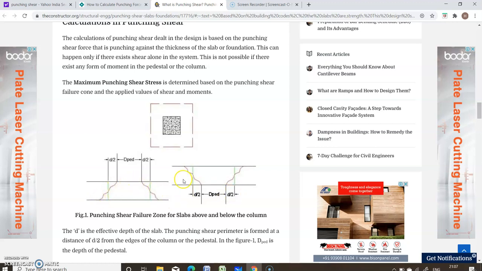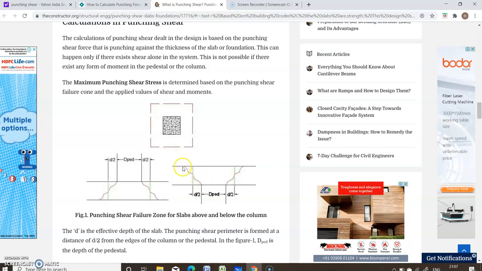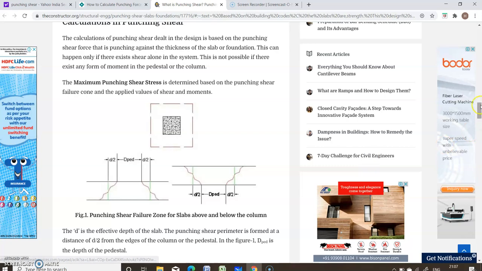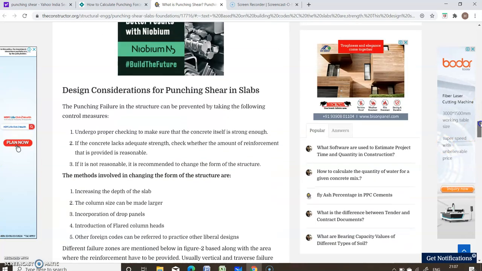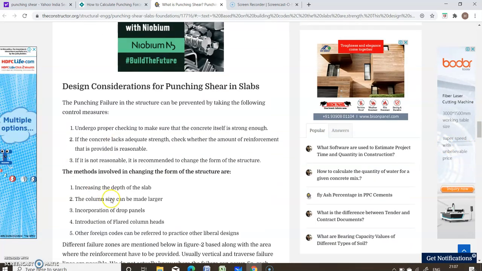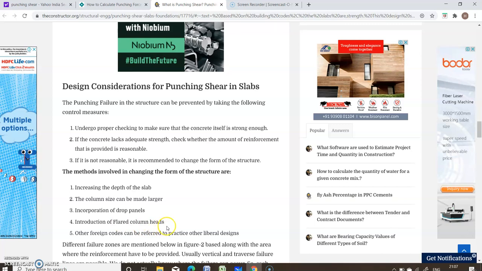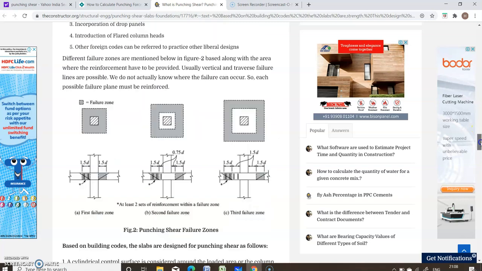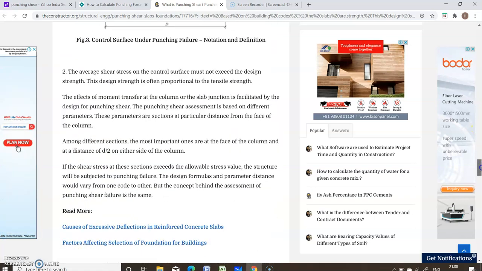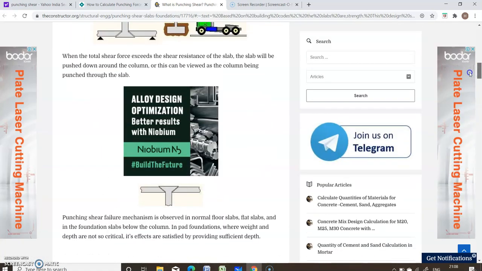So we can prevent this failure by providing column heads, and also increasing the depth of the slab. Increasing the depth of the slab, increasing the column size, incorporation of drop panels, and introduction of flared column heads are some examples of methods to prevent the failure of a column by punching shear. Okay.